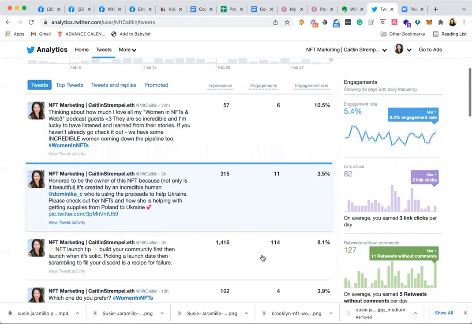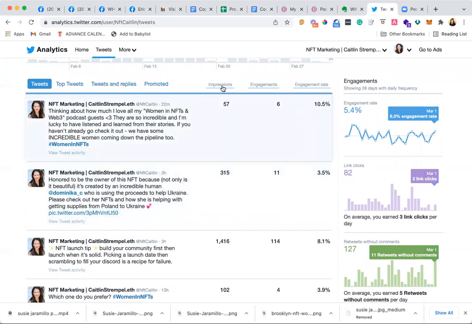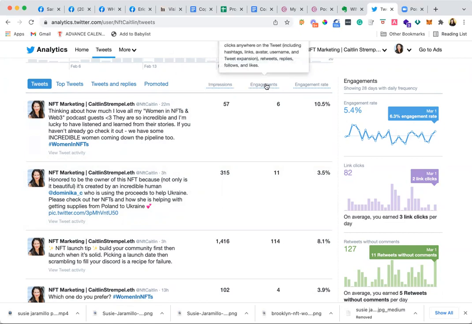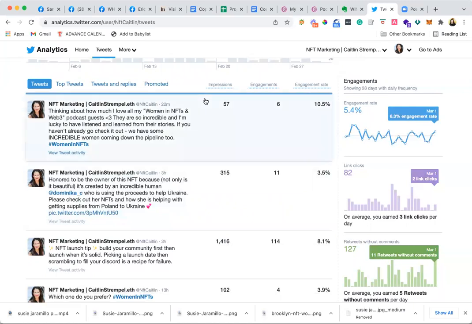So I want you to take a look at all of your tweets and you can see the impressions, which again is how many times users have seen the tweet. It says right there, I'm just reading it. Engagements includes clicks anywhere, retweets, replies, follows, likes, and the engagement rate. The engagement rate is basically engagements divided by impressions. So how many people are seeing it, how many people are interacting with it. Obviously you want a good engagement rate, because the more engagement, the better, right?